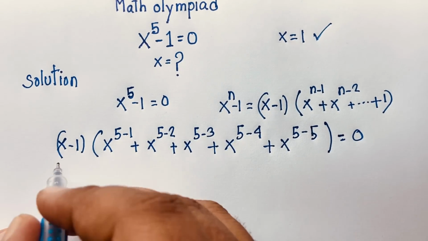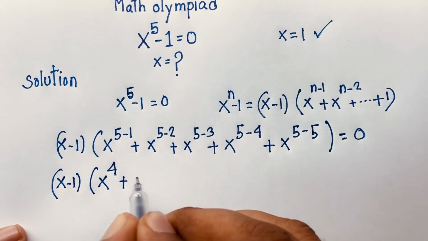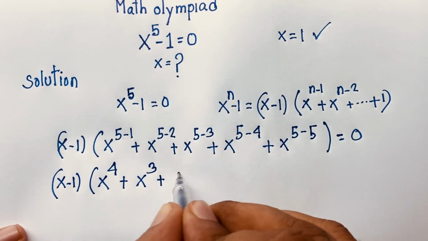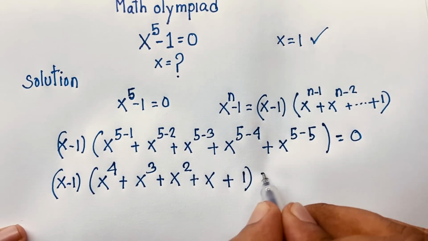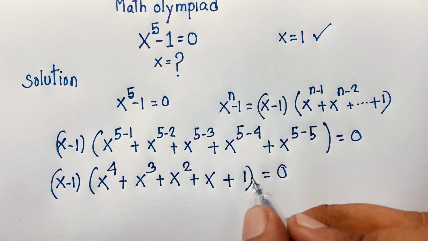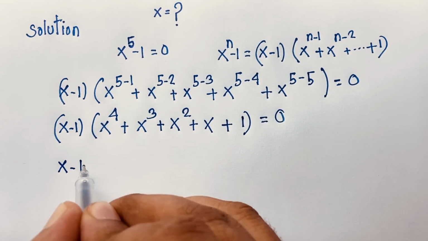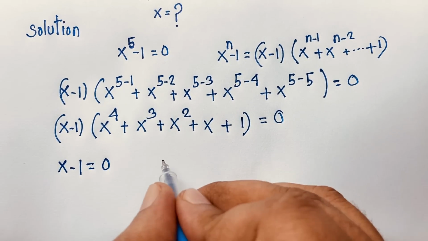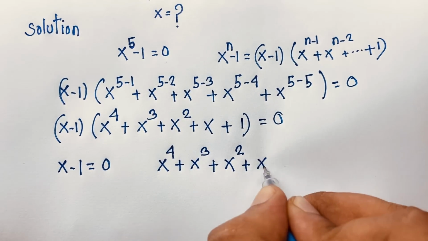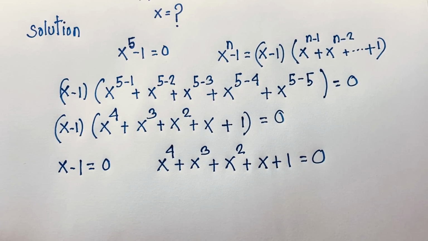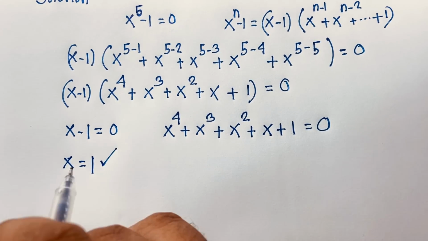Now at this moment you can see this expression will be x minus 1 times x to the power 5 minus 1, which is 4, and 5 minus 2, which is 3, and x to the power 5 minus 3, which is 2, and x to the power 1, then x to the power 0, which is 1, is equal to 0. So we have two cases: first case this and second case this. So x minus 1 will be 0, and in the other case x to the power 4 plus x to the power 3 plus x to the power 2 plus x plus 1 is equal to 0. Now at this moment you can easily see x is equal to 1. This is our answer, x is equal to 1.